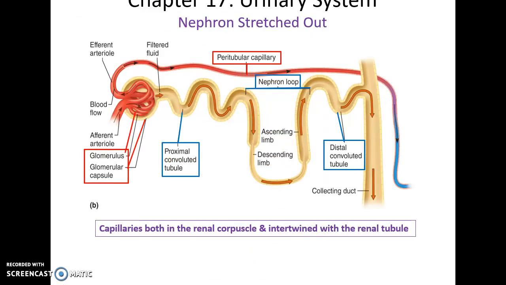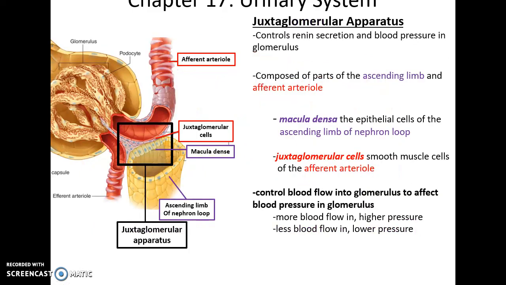So here's a view of the nephron stretched out. Here's the glomerular capsule, the glomerulus in it, proximal convoluted tubule, nephron loop, distal convoluted tubule, collecting duct, and the capillaries that are running next to the nephron loop are intertwined with this structure.